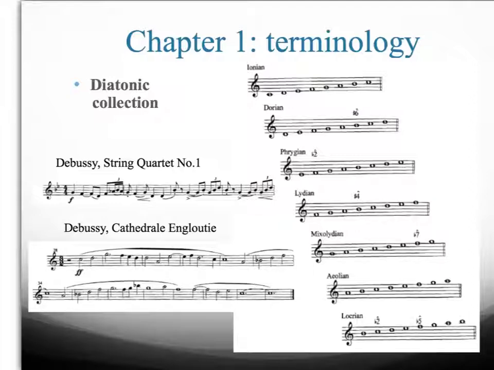And then if you want to look at the second excerpt from La cathédrale engloutie, or The Sunken Cathedral, try to figure out which mode this melody is based on. If you say C Mixolydian mode, excellent.